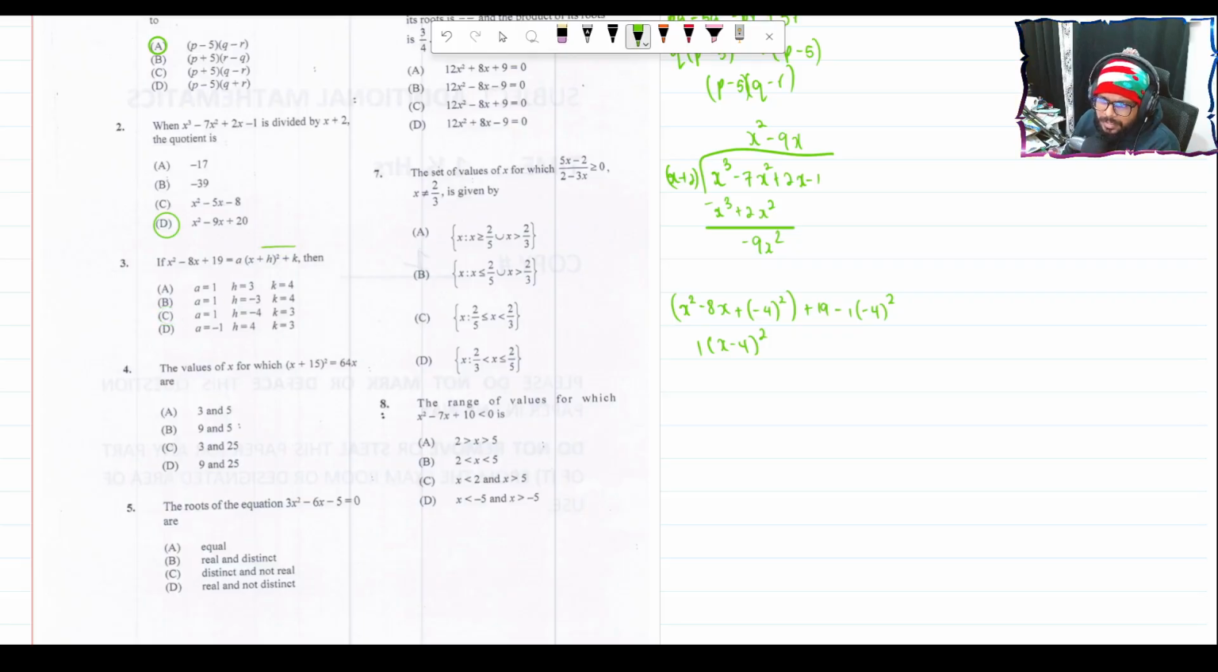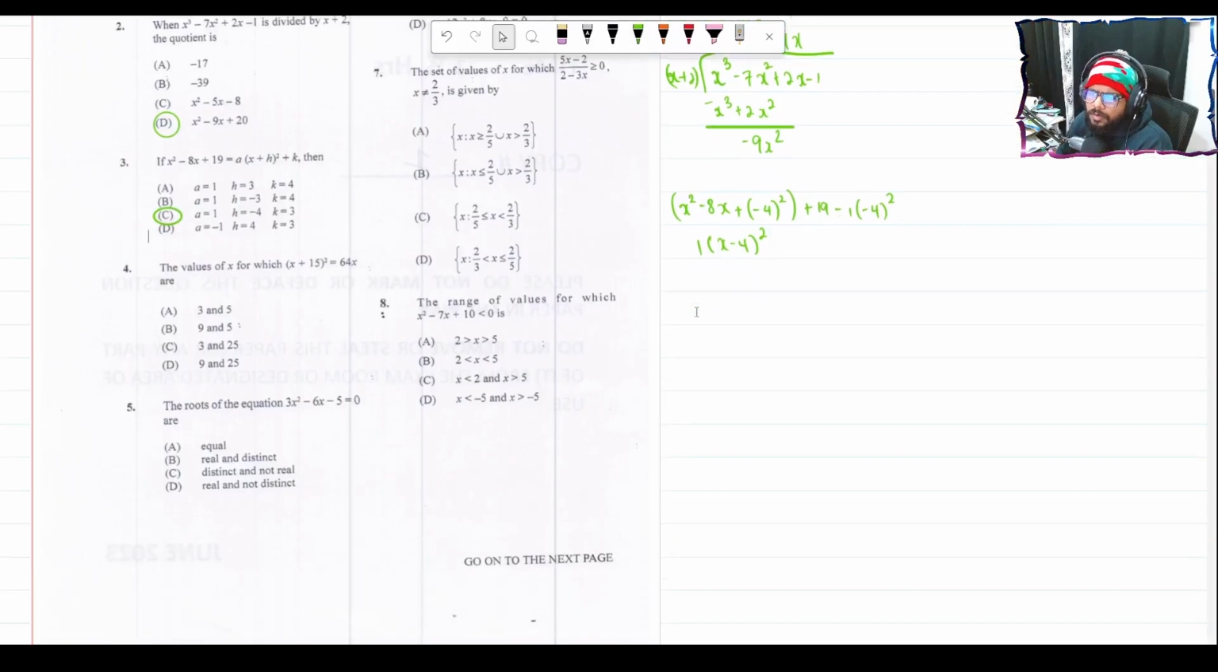Now, just pay attention to how they have this form. A nice way they could have brought this is a into x plus k squared plus h, where k, in this case here, would have been the minus 4. K will be this number inside of here. So just be careful how they ask for the general form. So I'm gravitating towards C, but I want to make sure. 19 take away minus 4 squared is 16. So 19 take away 16 is 3. So k is 3. So the answer is indeed C.